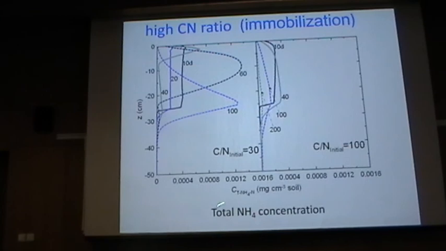Then this is the ammonium concentration profile. As can be seen, it's very complicated. But here, because of the mineralization, at 40 days, the ammonium concentration increases. But here, there is still immobilization, so the ammonium concentration is very low. These are the demonstrations which I did.